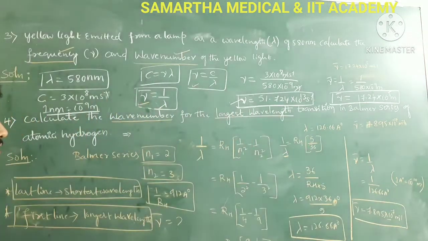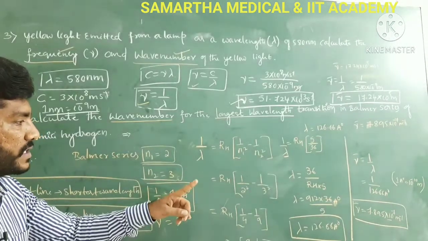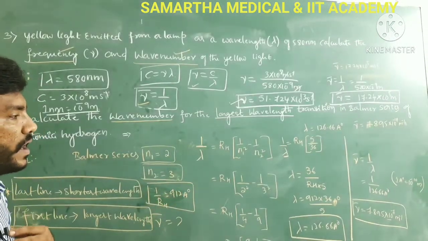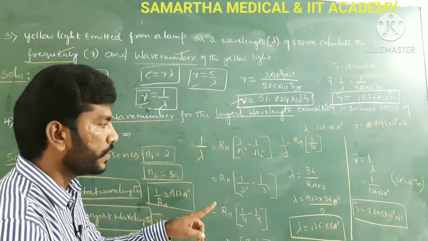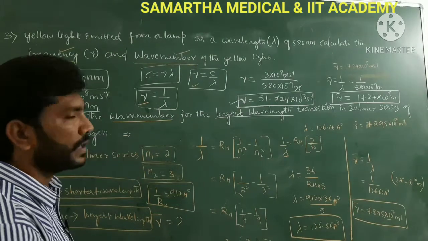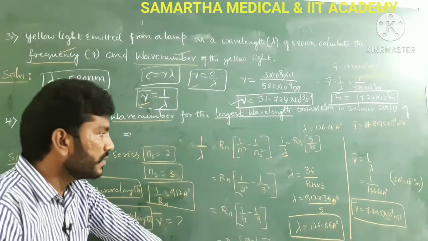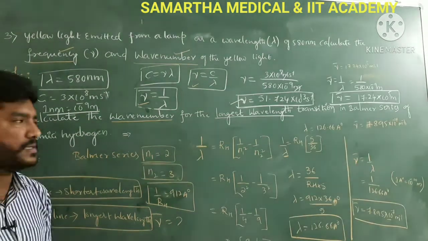So these are the values for the wavelength as well as the wave number, but in this numerical we focus only on nu bar, because we have to find the wave number itself. This is the way of simplifying this question.